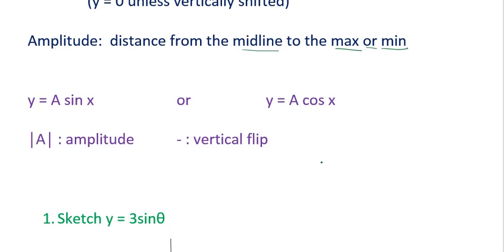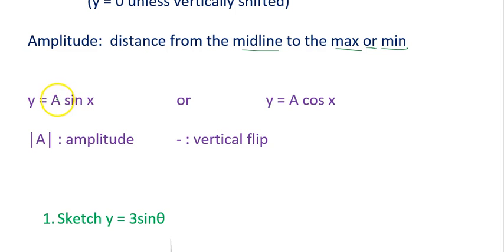Here I have in purple what it's going to look like if you have an amplitude change. And they're going to put an A, well, I have an A, they're going to put a number in front of your sine or in front of your cosine. And the absolute value of that number is that amplitude that we just talked about, that distance.